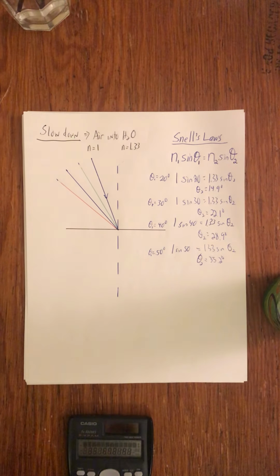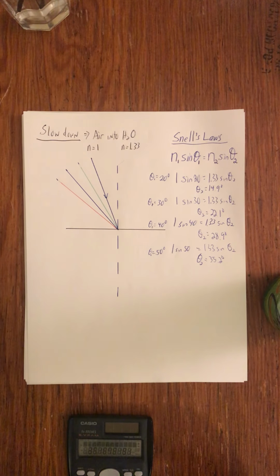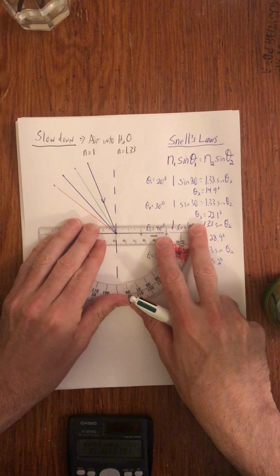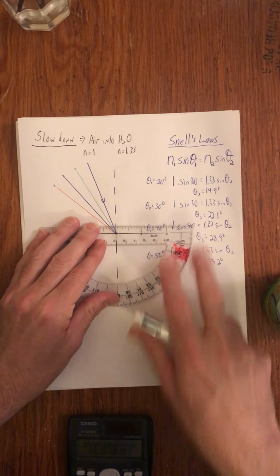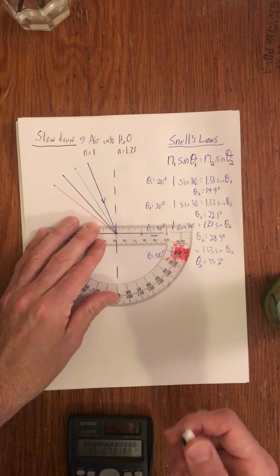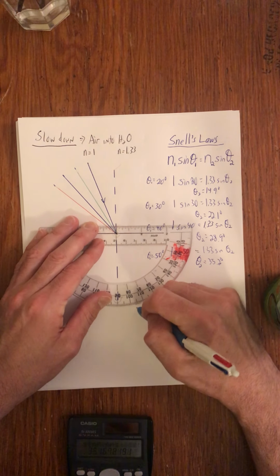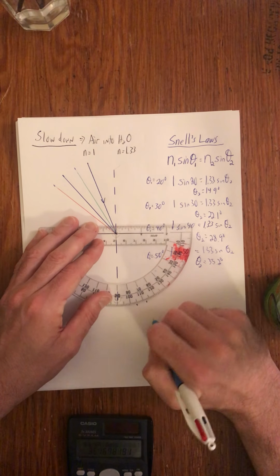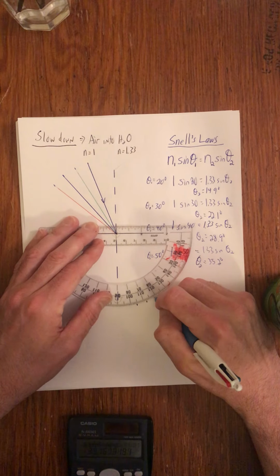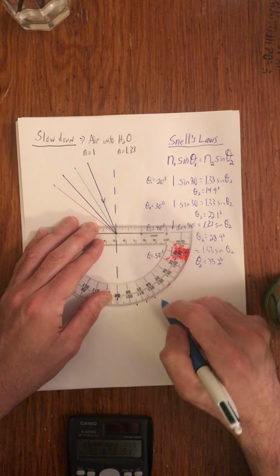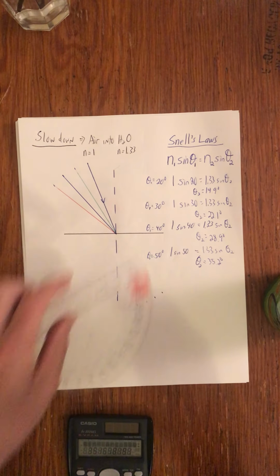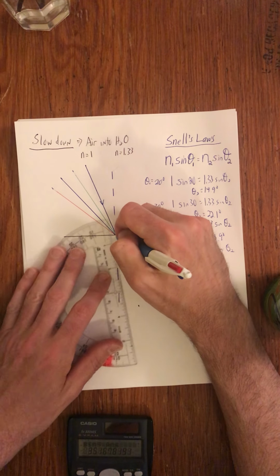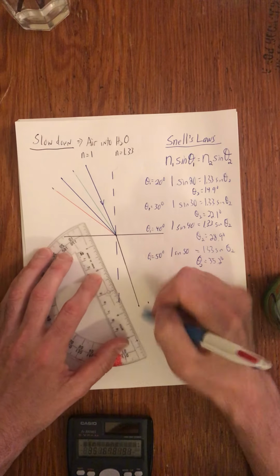Okay, so if I were to draw those in, so our picture is complete. I probably shouldn't have put that text there. That was really silly of me. 14.9, 22, 28.9, and 35.2. Okay, so the black one went like this, and then it went here.